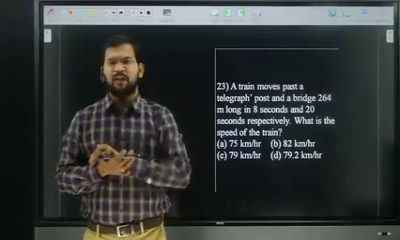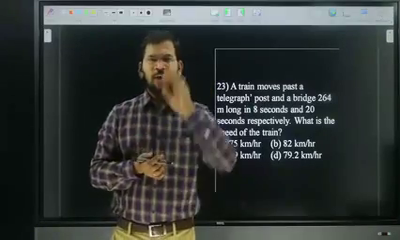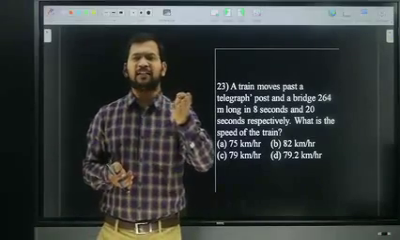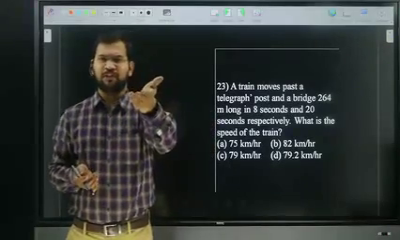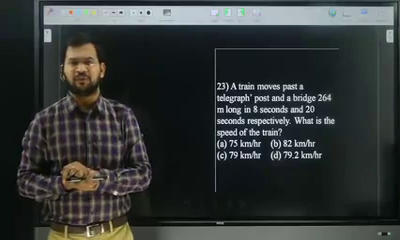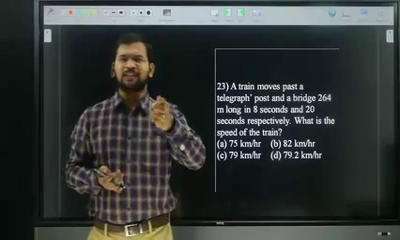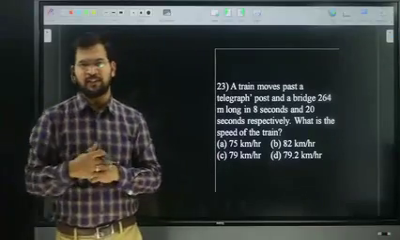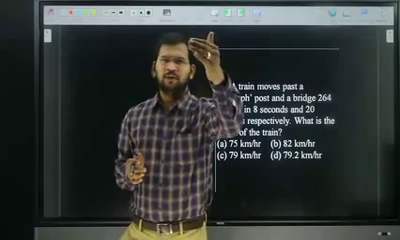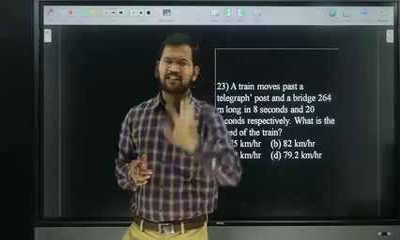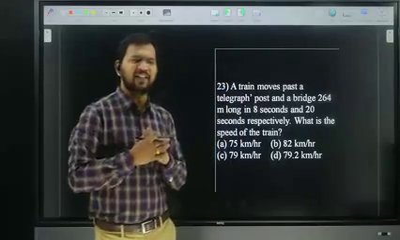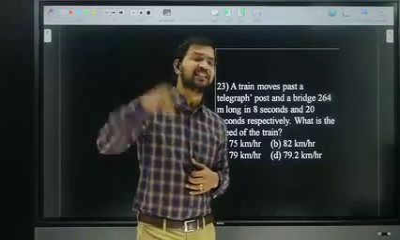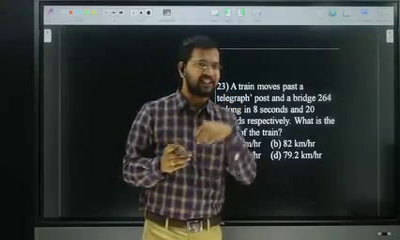In the second case, the same train crosses a bridge. Whenever a train crosses a bridge, distance is nothing but length of the train plus length of the bridge. Length of the bridge is 264 meters. Length of the train plus 264 meters by speed of the train is equal to 20 seconds. What is the difference between the first case and the second case? In the first case 8 seconds, in the second case 20 seconds. Why 12 seconds extra in the second case? Because of 264 meters extra.